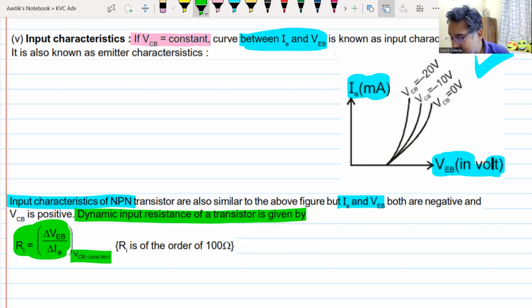How do I draw the input characteristic curve? I keep the output voltage constant and I draw the graph between IE and VEB. Do we understand this? Yes. I'll give you 2 minutes to note this down.